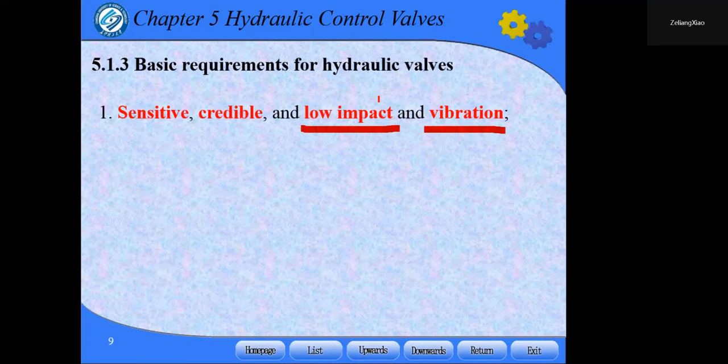Since the hydraulic valves are driven by the hydraulic pressure oil, there exists impact and vibration, but when we design or manufacture our hydraulic valves, we must ensure they have low impact and low vibration. Of course, it must be available.